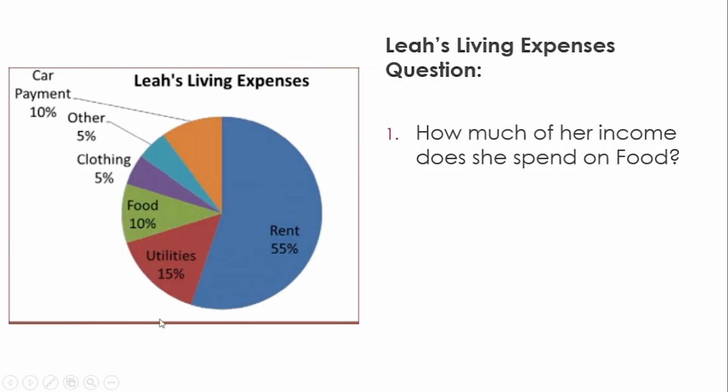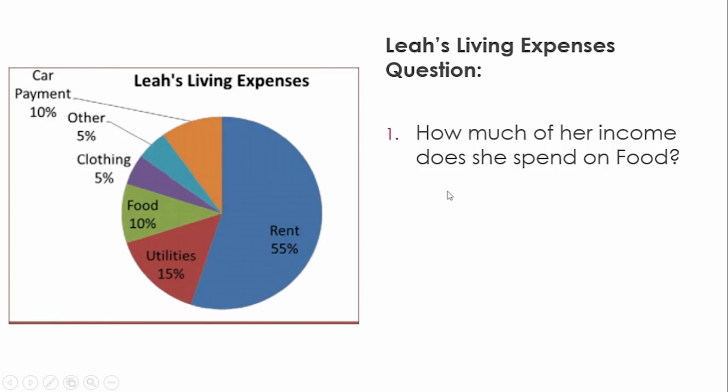Now let's look at a pie chart. Leah's living expenses. How much of her income does she spend on food? It looks like she spends 55% on rent, 15% on utilities, 10% on food, 5% on clothing, 5% on other, and 10% on a car payment. And in total, that's 100%.